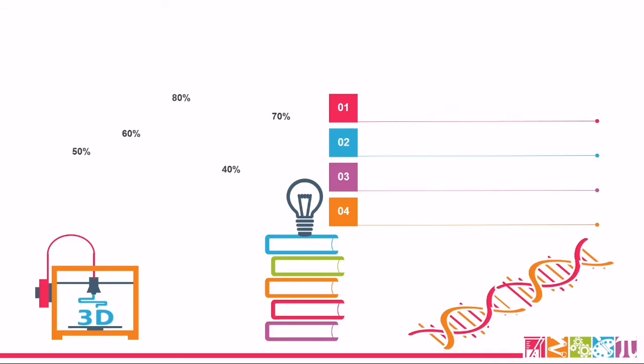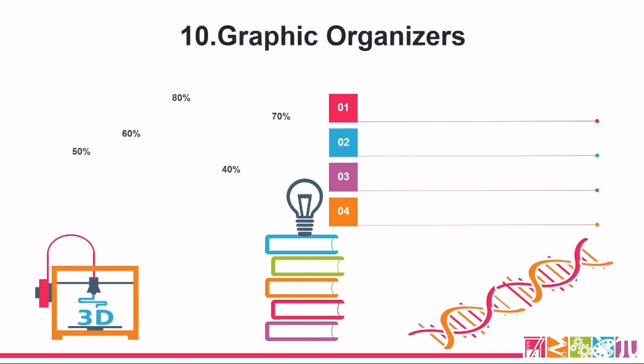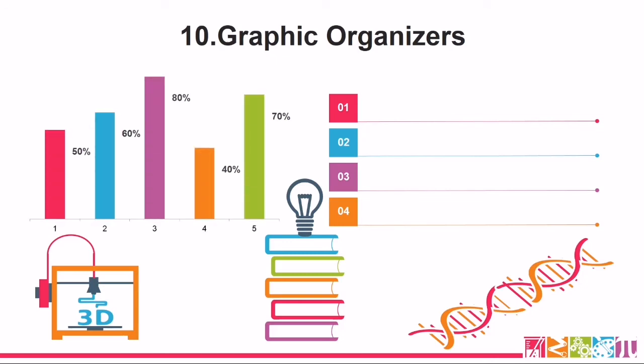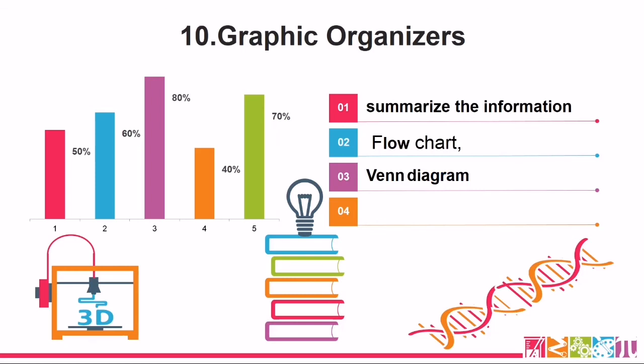Number 10. Graphic organizers. Graphic organizers summarize the information in a concise manner using a flowchart, Venn diagram, or web. Students get to see the information in a new light. This helps them organize the information in their minds so they can better grasp the new concepts.